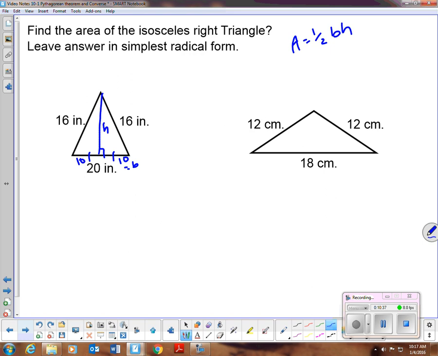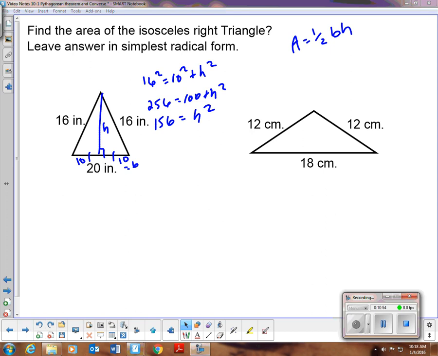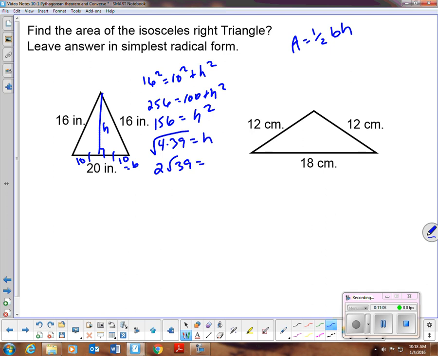And I need to find the height. So I'm going to say 16 squared equals 10 squared plus h squared. That's 256 equals 100 plus h squared. 156 is equal to h squared. All right, and so this is going to be 4 times 39 equals h squared. So it's 2 square root of 39 is equal to h. And so I had to simplify that radical there for 156.